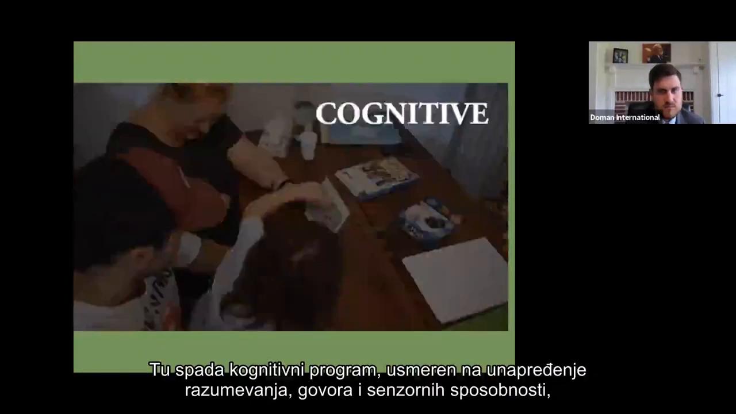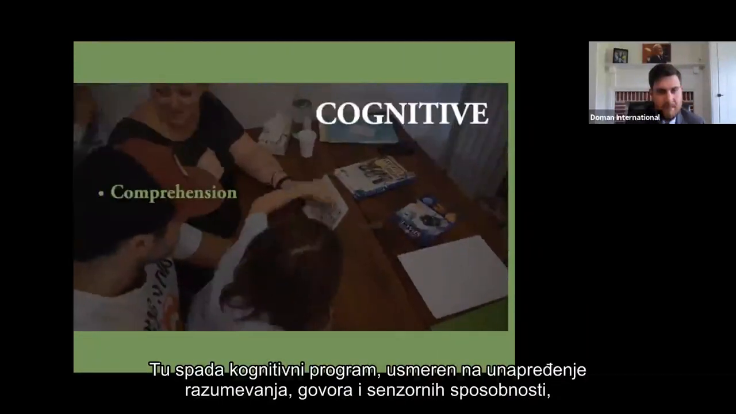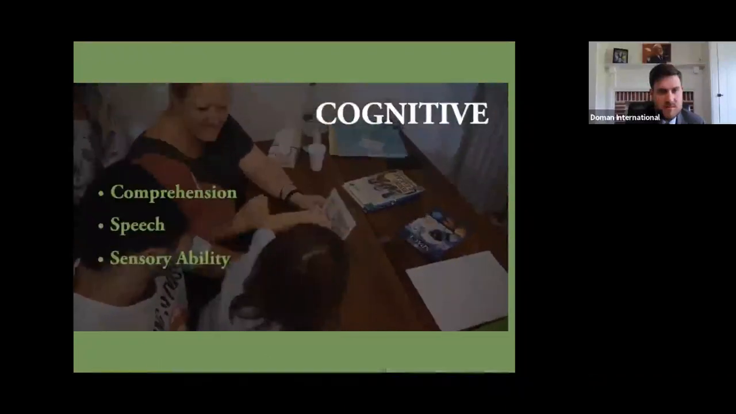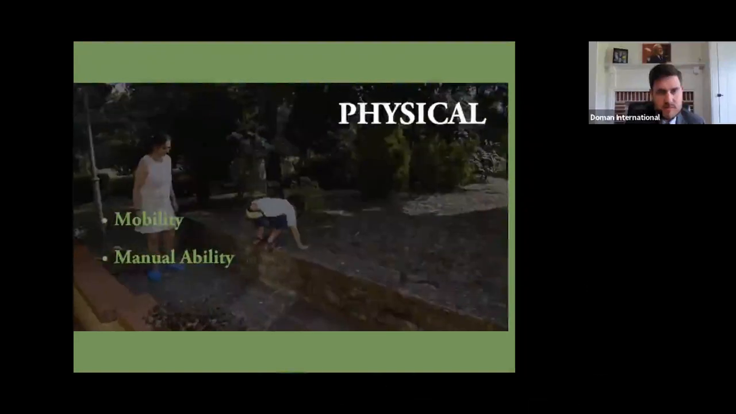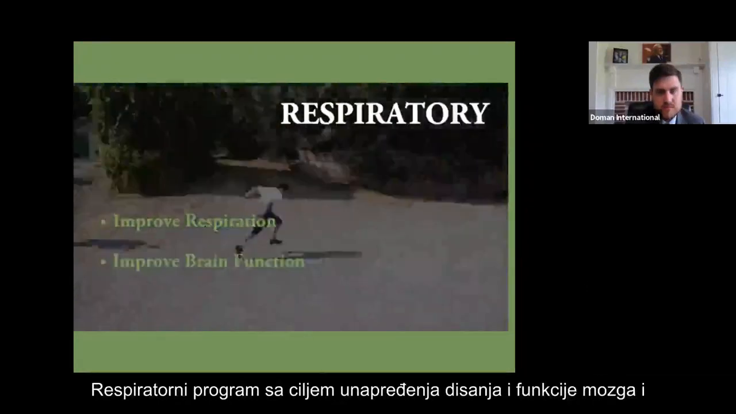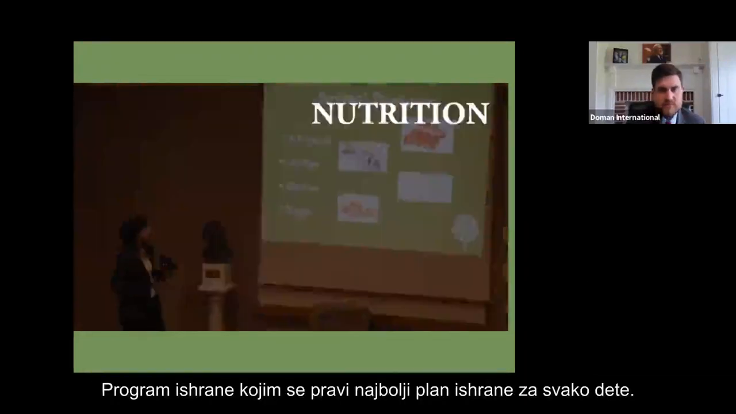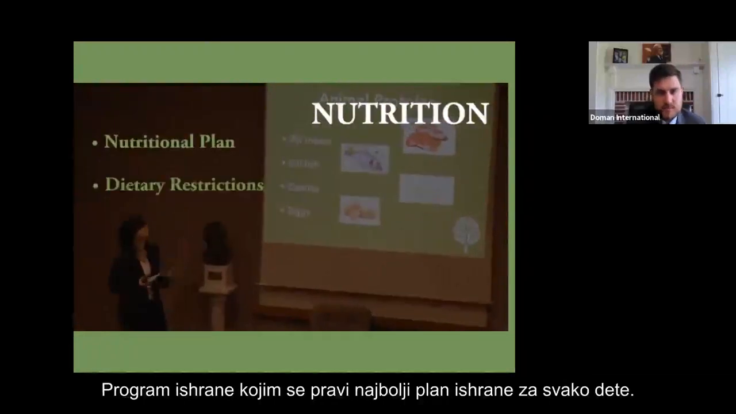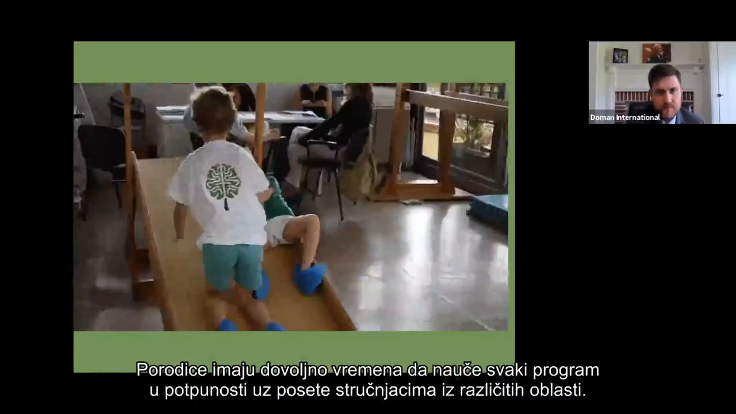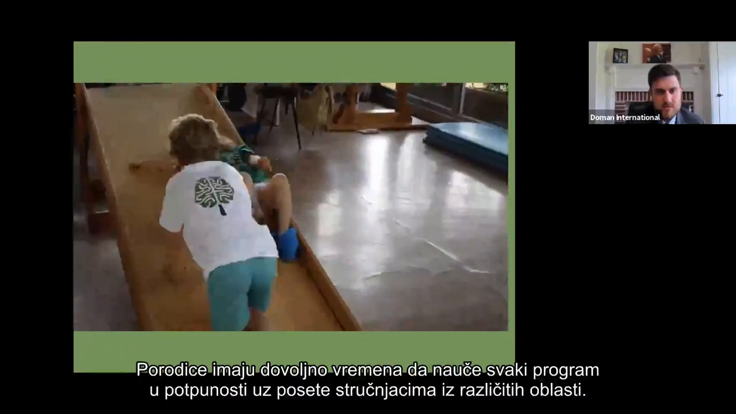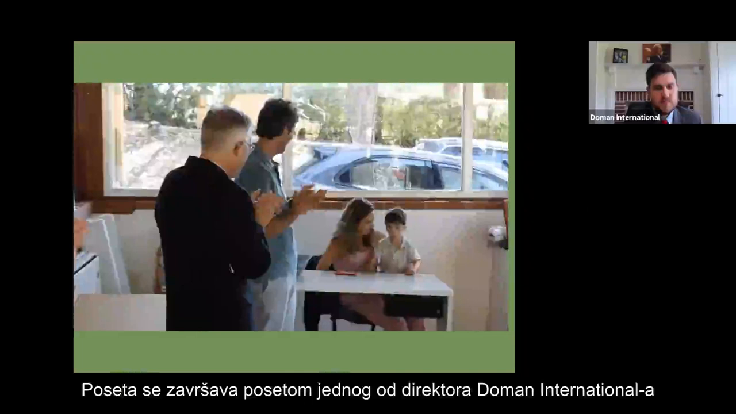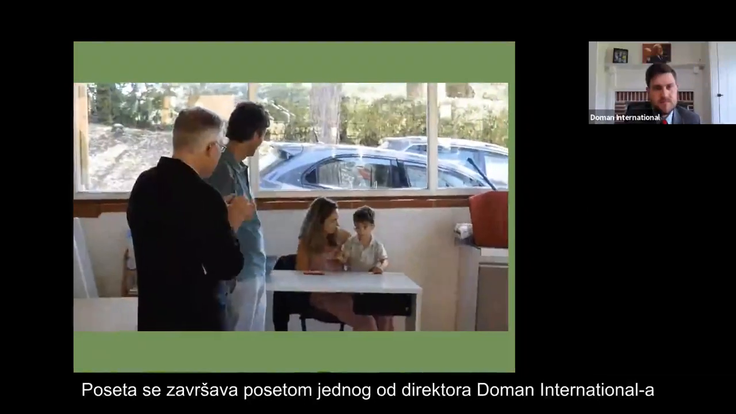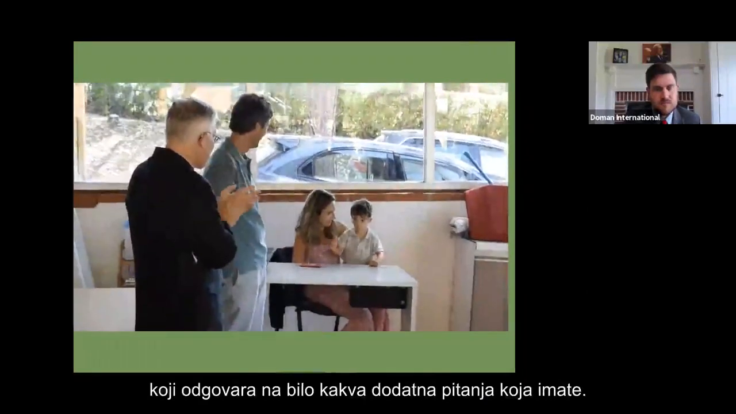This includes a cognitive program focused on improving comprehension, speech, and sensory abilities, a physical program to improve mobility and manual ability, a respiratory program to improve respiration and brain function, as well as a nutrition program to design the very best nutritional plan for that child. Each family is given the time they need to learn their new program in full, meeting the experts in each field. The visit ends with a meeting with a Doman International director who answers any final questions the family has.